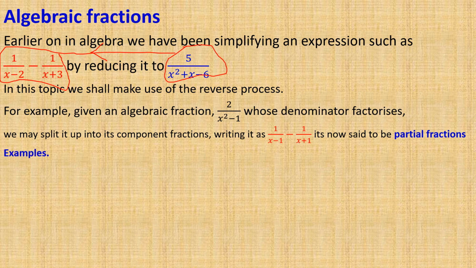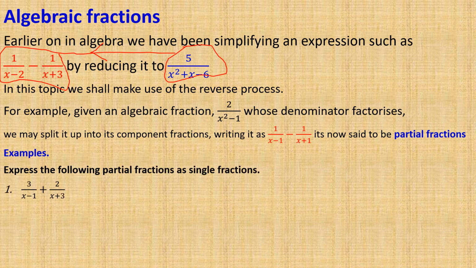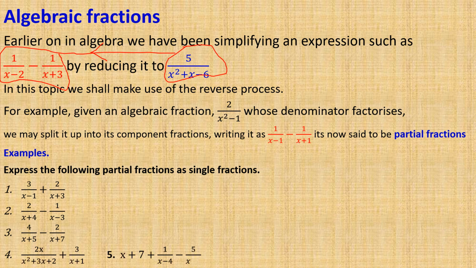It is now said to be partial fractions. So let's now see how we can add the split fractions to come up with a single fraction. Express the following partial fractions as single fractions. If you look at these fractions, we have 3 over x minus 1 and 2 over x plus 3. At this level, we shall actually get the lowest common multiple, in other words, the LCM, and that will be x minus 1 into x plus 3. And then the next one also, we shall look at the lowest common multiple there, the third, the fourth, fifth, and then the sixth is also there. So we shall try all of them in this tutorial.